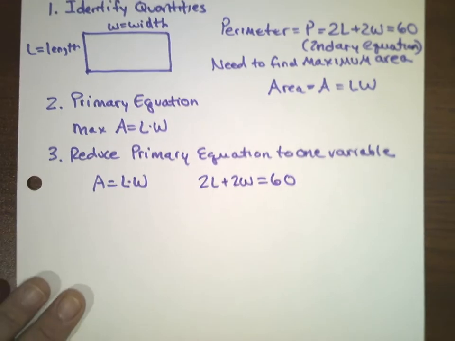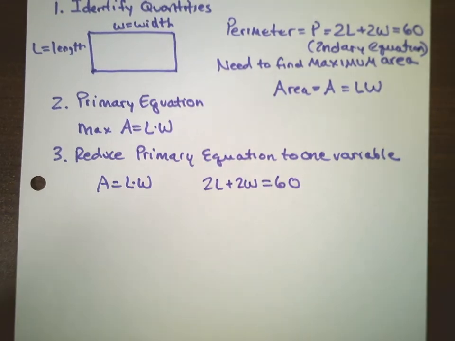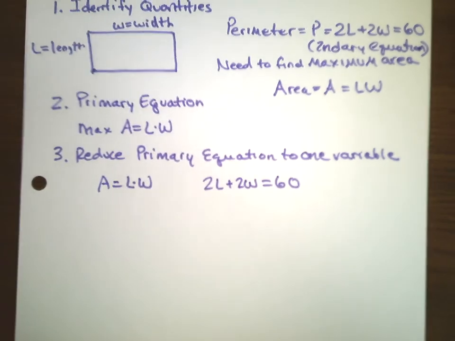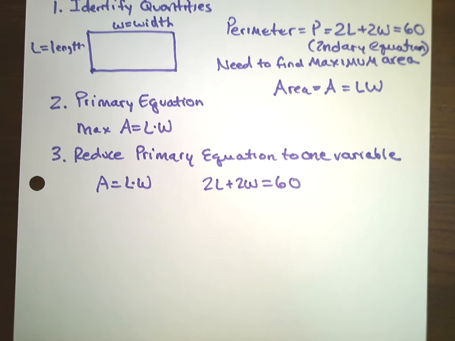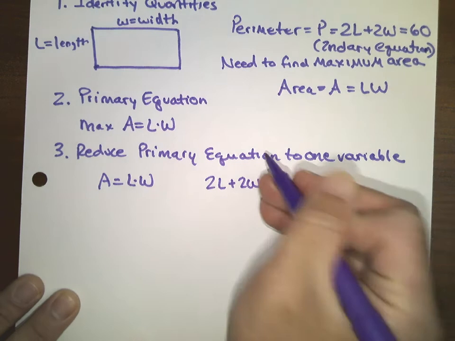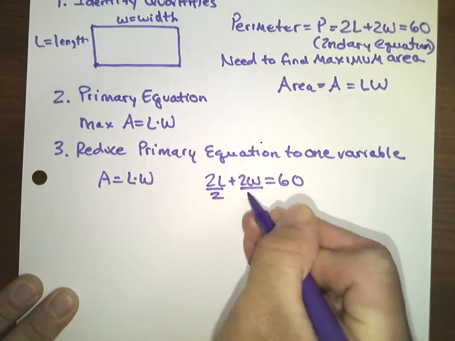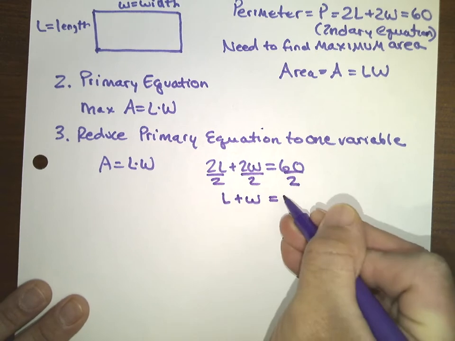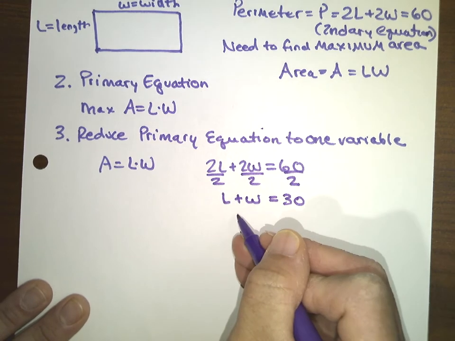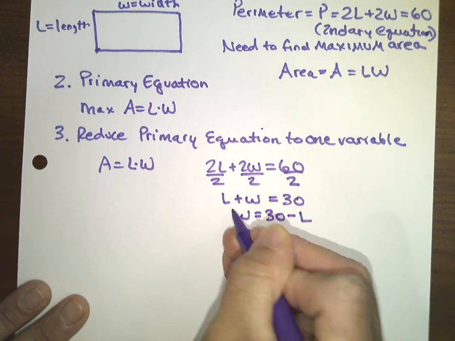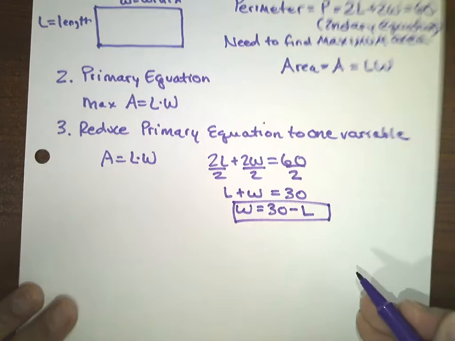Just like in the last example, I'm going to solve that equation for one of the variables and then substitute that value into the other equation. Let me try to focus this a little bit. All right. So now, one thing that would make it a little bit easier for me is just to divide every term by 2 here. So I have L plus W is equal to 30. And let's just solve this for W and subtract the L. So W is equal to L minus 30.